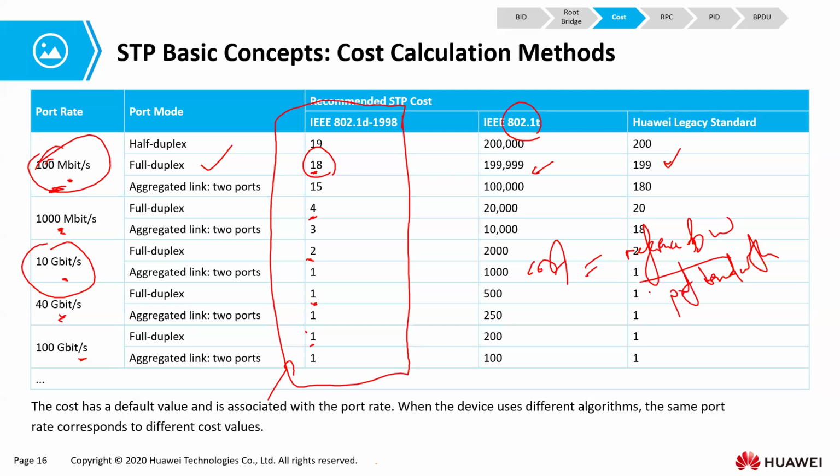Cost is equal to the reference bandwidth over the port bandwidth. The reference bandwidth, in Cisco, I think should be 100 megabytes per second. If you manipulate this value, you can basically manipulate my cost. This value can be changed on my device. You can change the reference bandwidth.